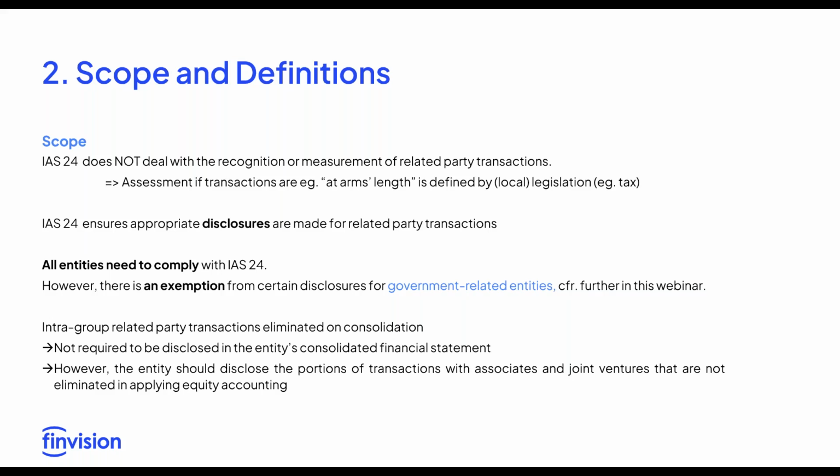Also, what with intra-group related party transactions that are eliminated on consolidation, so group transactions that are part of your consolidation group? Well, these are, of course, not required to be disclosed in the entity's consolidated financial statements because these are eliminated. So you do not see them anymore in your consolidation. However, if you have transactions with associates or joint ventures, in which case it's possible that you only eliminate portions of transactions, then you should still disclose the portions of the transactions that have not been eliminated in applying the equity accounting.